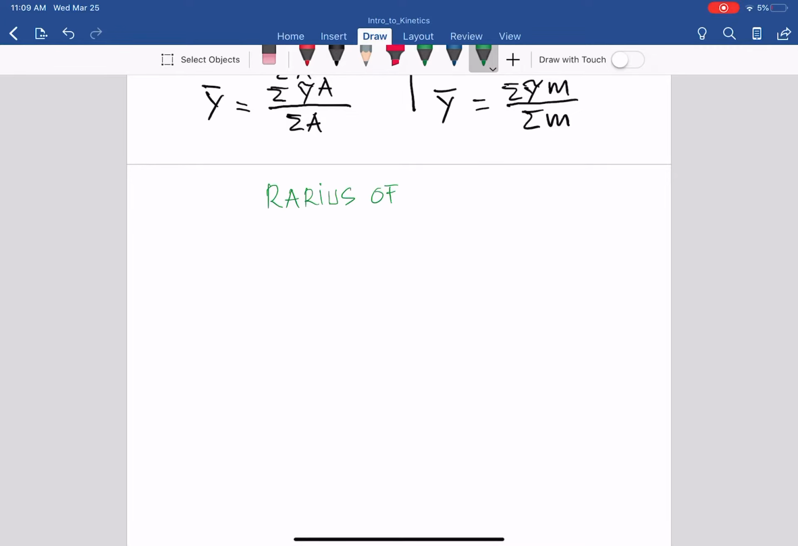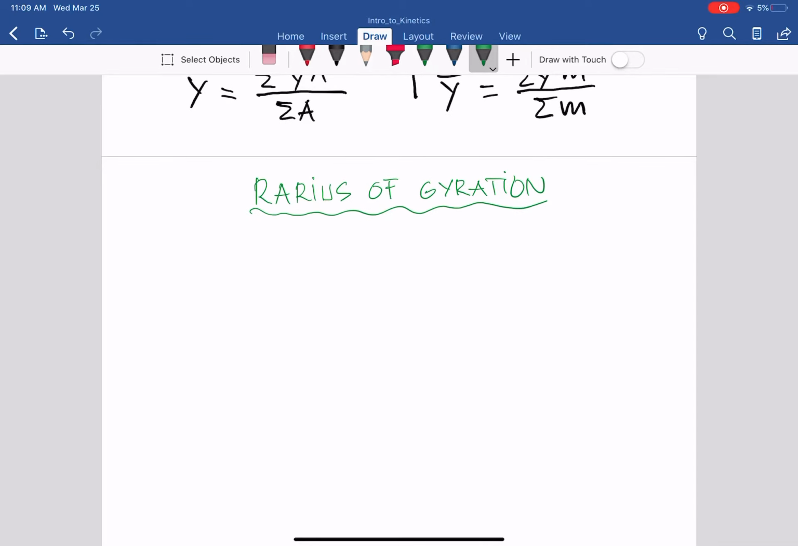So let's talk about the radius of gyration. What is that about? It's purely a geometric property of a body. So nothing to do with the physical properties such as the mass or the density of the body.